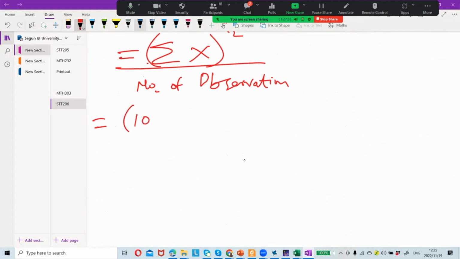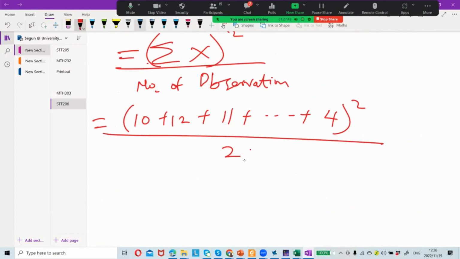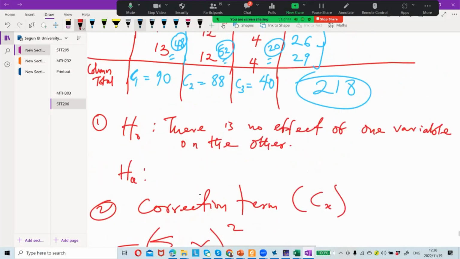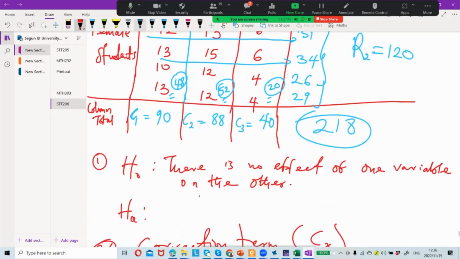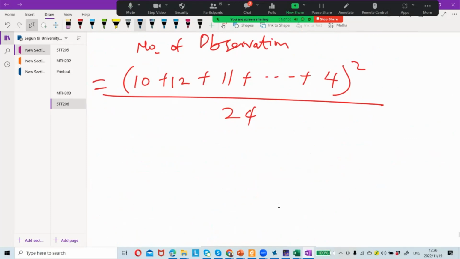We are to add 10 plus 12 plus 11 plus 4, all squared, divided by the number of observations, which is 24. 4 here is the last number. You see? It is the last number here, divided by 24. So if you add it very well, you have 9080.